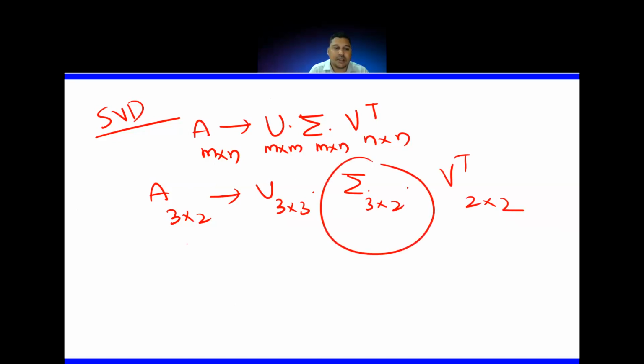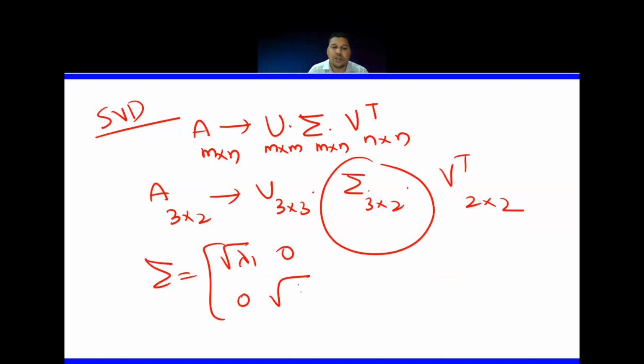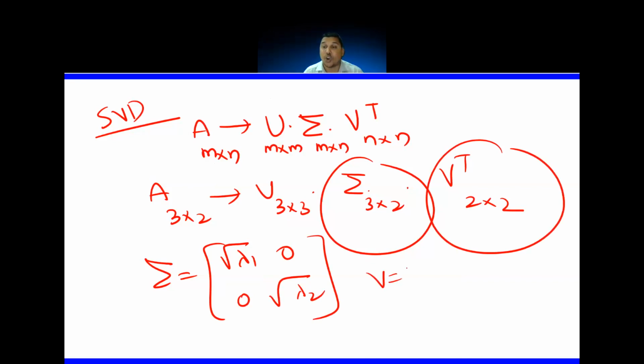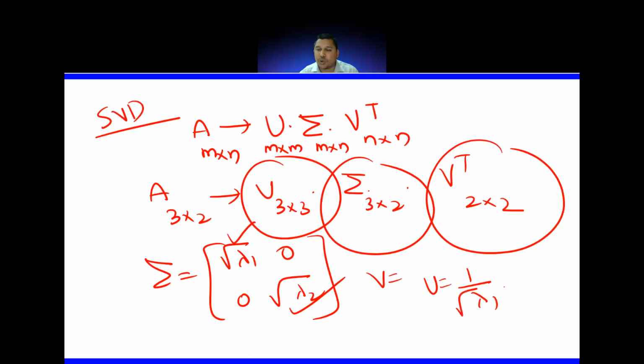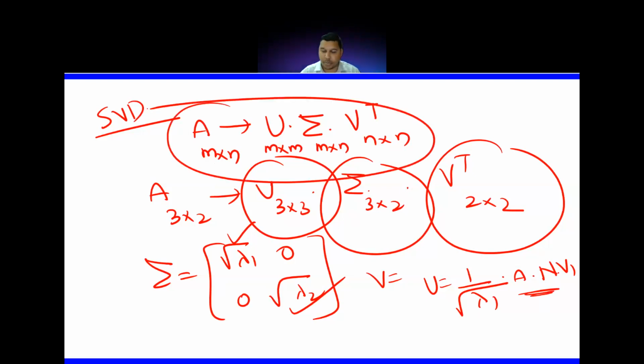How do you form this sigma? It is the square root of lambda 1, 0, 0, square root of lambda 2, and so on. How do you form V? The V matrix is formed by considering the normalized eigenvectors of these eigenvalues. And how do you form the U matrix? We have already seen: 1 by square root of lambda 1 into the original matrix into the normalized vector of lambda 1. This way you can express a given matrix A as three separate matrices. So this marks our eigenvalue decomposition concept.